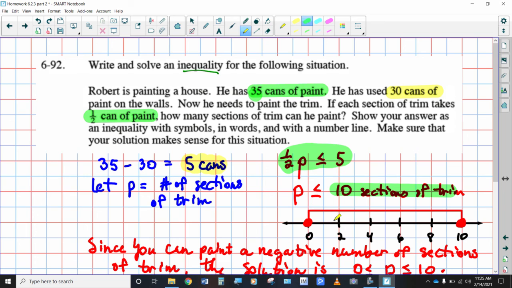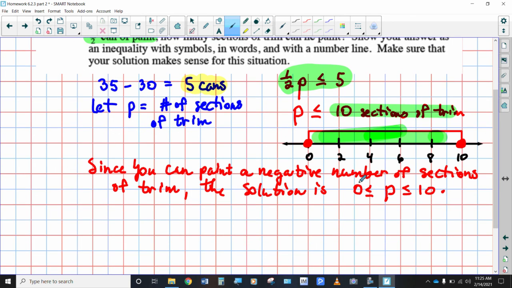And so notice how I wrote this inequality here. This would be the graph, because you can't paint less than 0 sections. So this is technically a compound inequality that would look like this. The fewest number of sections you can paint would be 0. You could just leave the 5 cans in the cabinet in the garage and not paint any of the trim. Or you can paint some of them, but not all of them. But you're not going to be able to paint more than 10 sections of trim because you've only got 5 cans of paint. Okay?